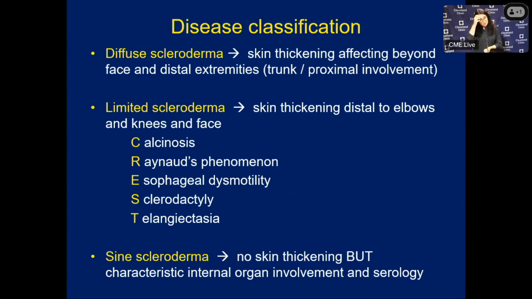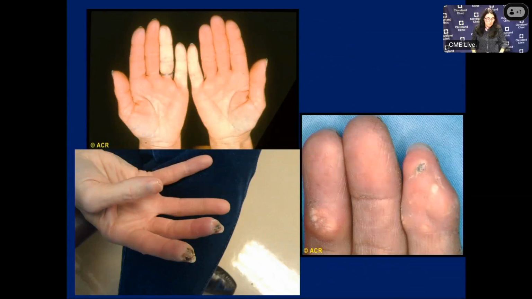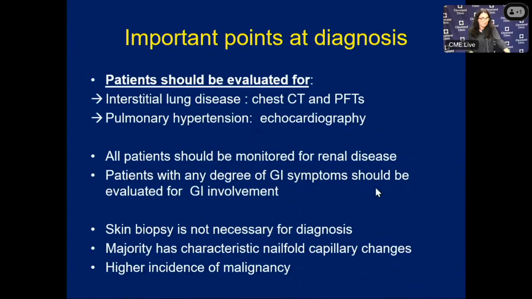Now, the group of patients who present with sine scleroderma, that are more difficult to diagnose, is rare. These patients have no skin thickening, but characteristic internal organ involvement and serology that makes the diagnosis suspicious. These are examples of Raynaud's. On the side here, you have calcium deposits or calcinosis, and here is the consequence of Raynaud's with skin digit ulcerations. So in comparison to primary Raynaud's, these patients typically have Raynaud's that causes ulceration of the digits.